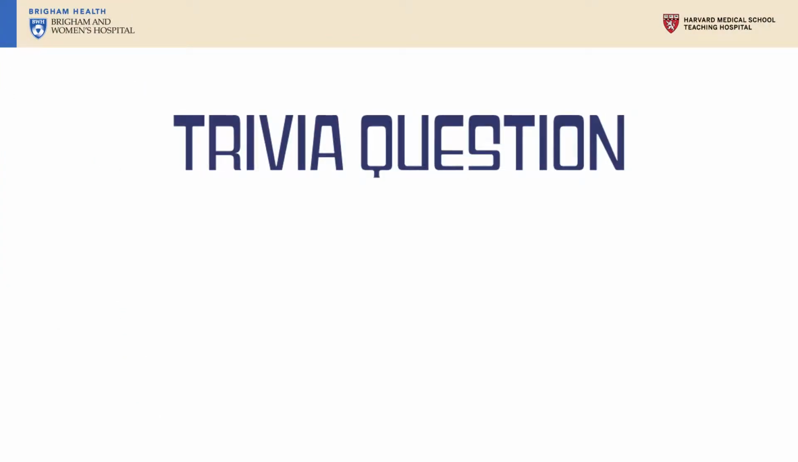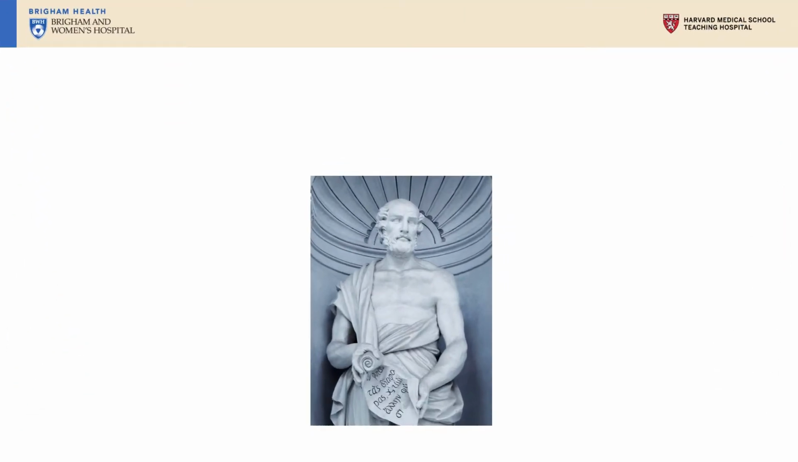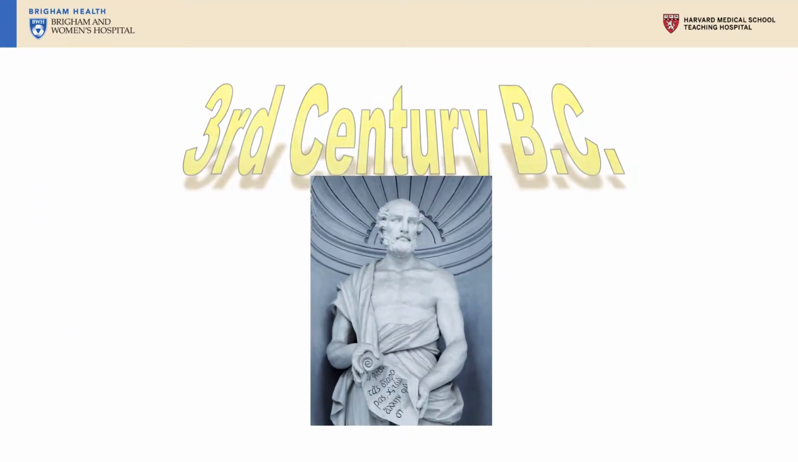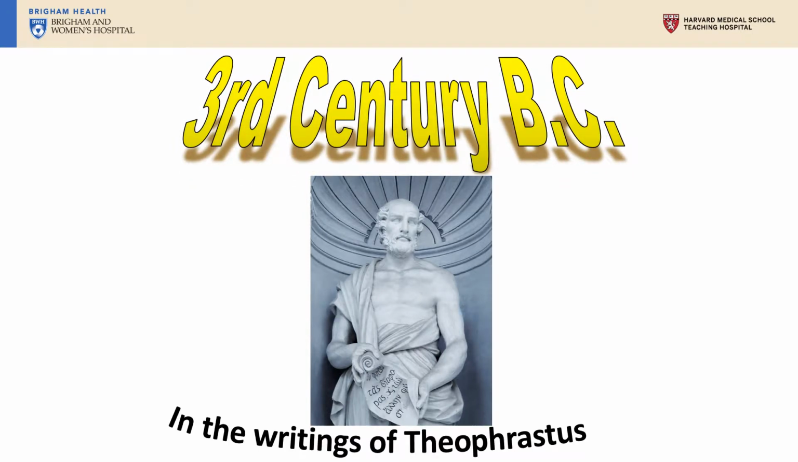Now, a trivia question. When was the first authenticated reference to the use of opium for pain relief? I'll give you a few seconds to come up with the answer. A century is good enough. So the answer is the 3rd century BC. This occurred in the writings of the Greek philosopher Theophrastus.